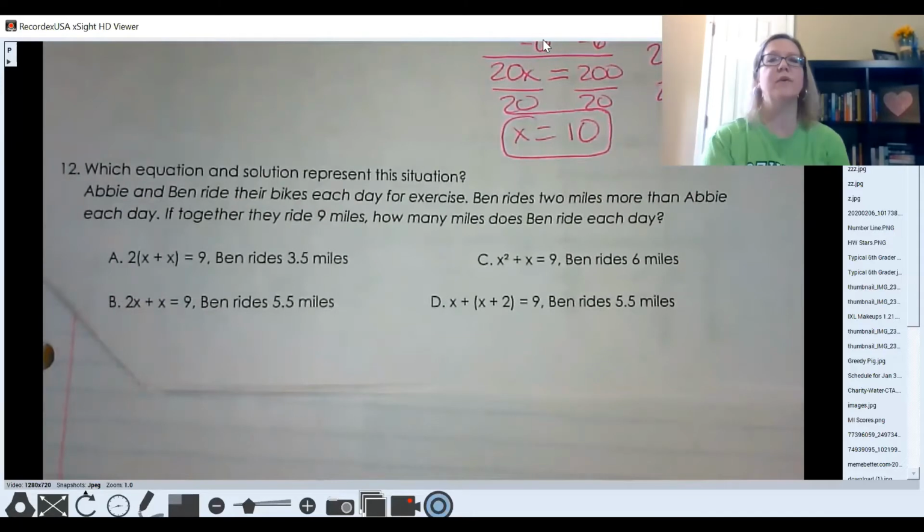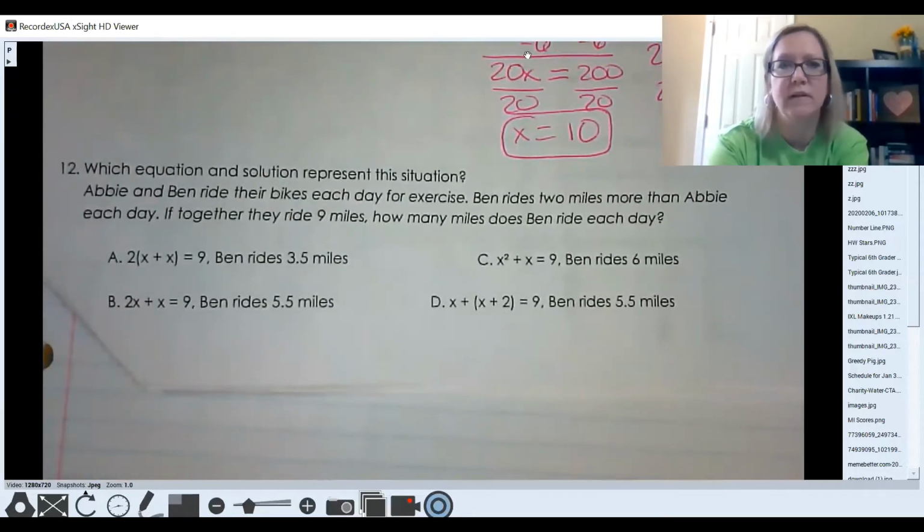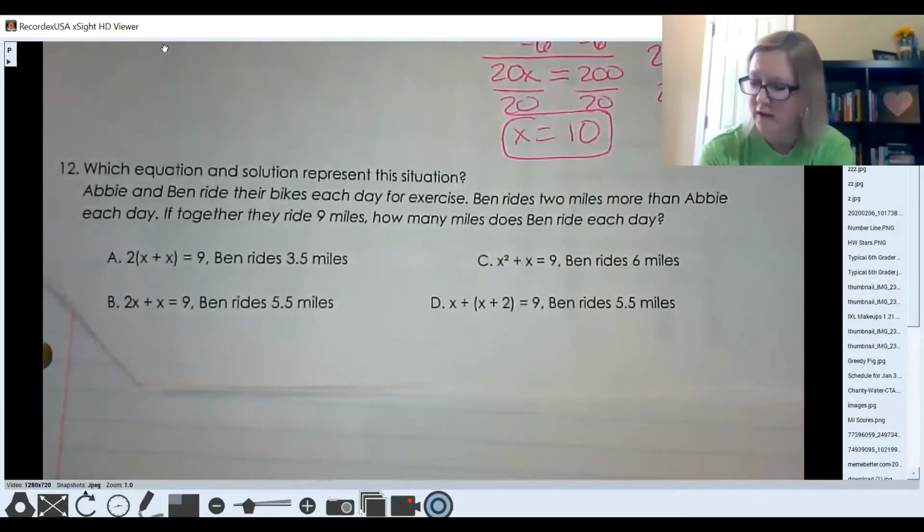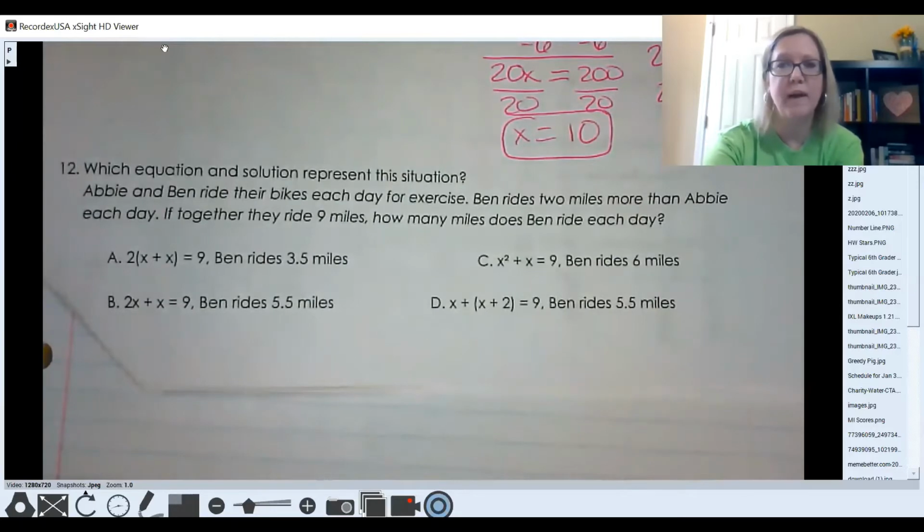Okay, it's asking for the equation and the solution to the problem. So it says, Abby and Ben ride their bikes each day for exercise. Ben rides 2 miles more than Abby each day. If together they ride 9 miles, how many miles does Ben ride each day?